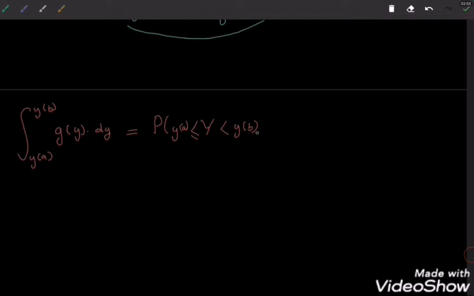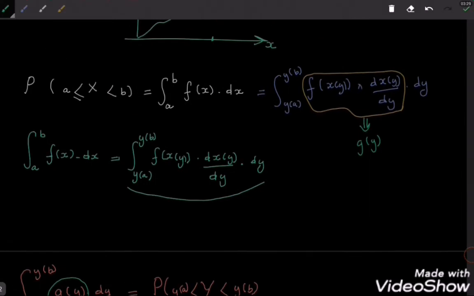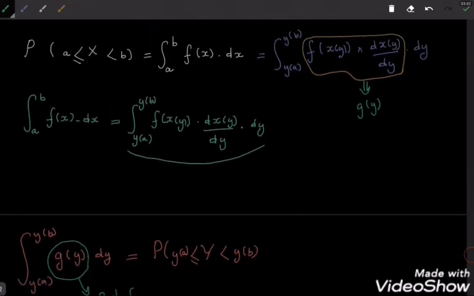So why am I doing this now? Why did I prove that this is equal to this? Because I want to have the right to consider this function g of y as a probability density function. So this is just the probability density function of the variable y. So g of y, based on this equality, g of y is equal.